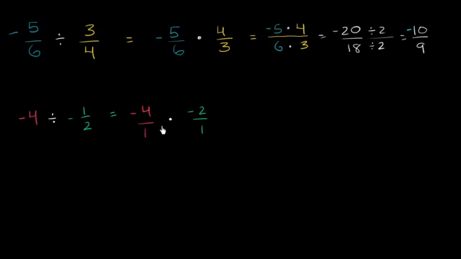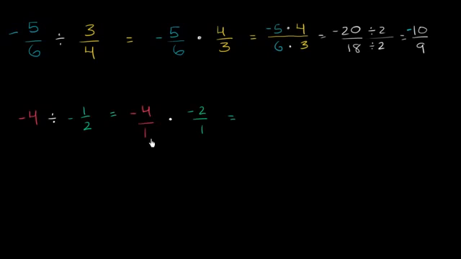And now we're ready to multiply. Notice, all I did here, I rewrote the negative 4 just as negative 4/1. Negative 4 divided by 1 is negative 4. And here, for the negative 1/2, since I'm multiplying now, I'm multiplying by its reciprocal. I swapped the denominator and the numerator. What was the denominator is now the numerator. What was the numerator is now the denominator. And I'm ready to multiply.